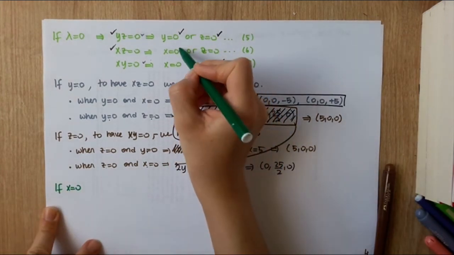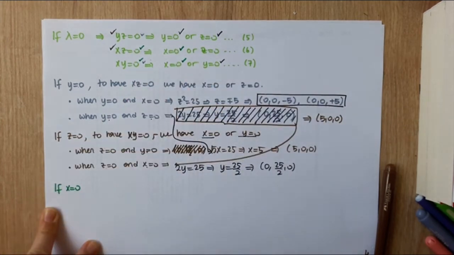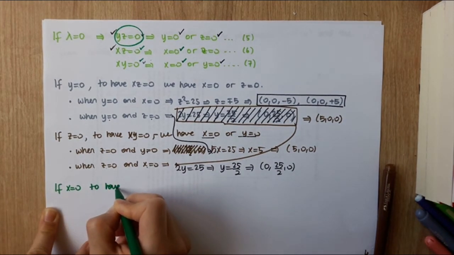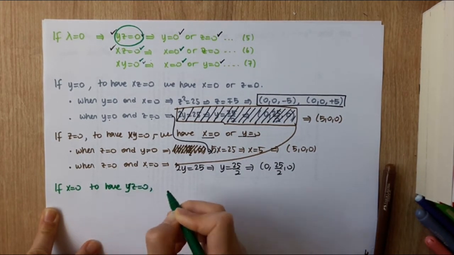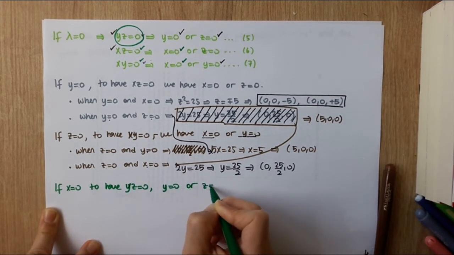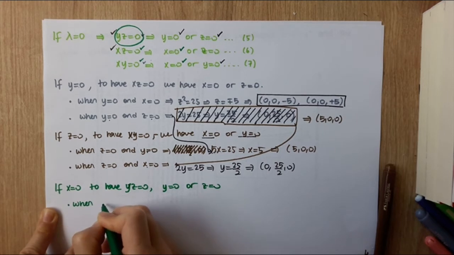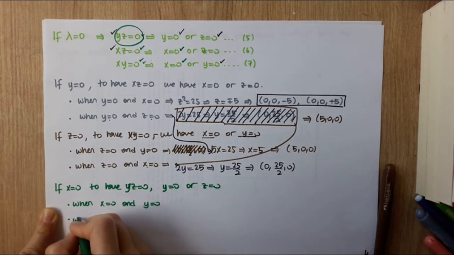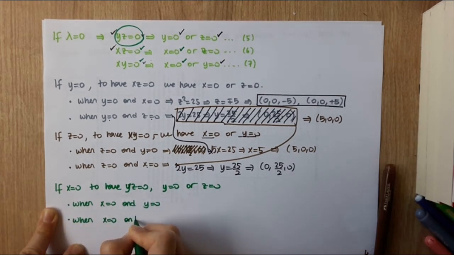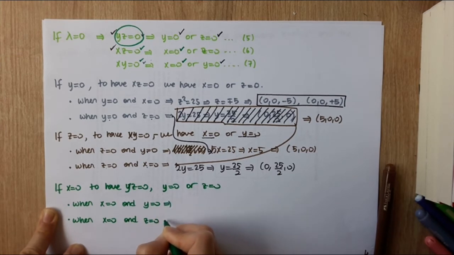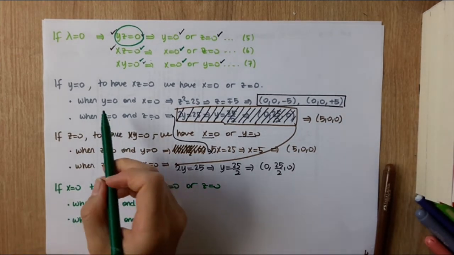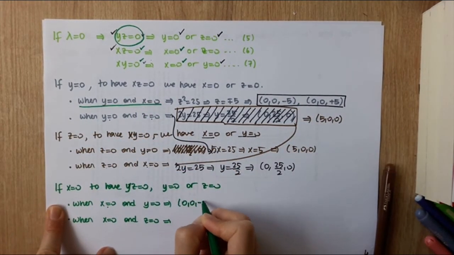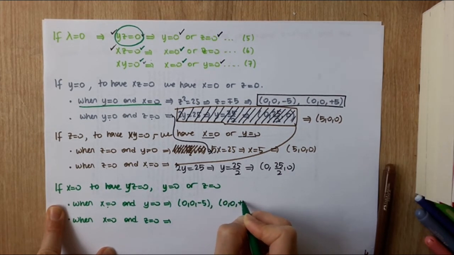When x is 0, this equation and this equation are directly satisfied, but we have one more equation here. So to have yz equals 0, y is 0 or z is 0. So when x is 0 and y is 0, when x is 0 and z is 0, what do we have? When x is 0 and y is 0, we are on the same case. So the points are (0, 0, -5) and (0, 0, 5).